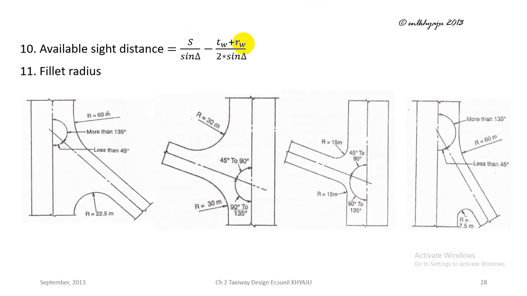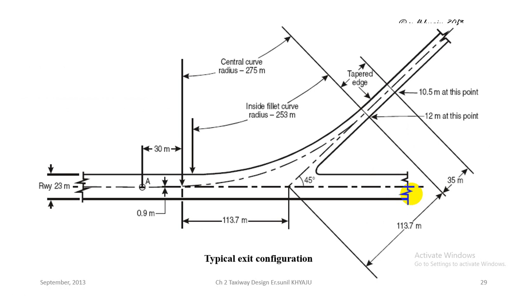Fillet radius depends upon the deflection angle. If the deflection angle is more than 135 degree, the radius is normally taken as 60 meter. This is the typical configuration of rapid exit taxiway.